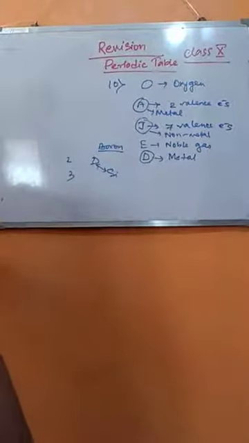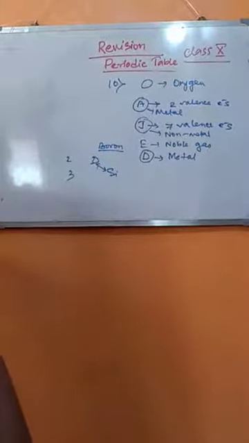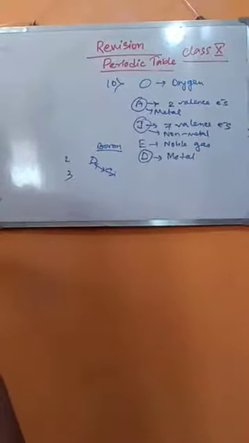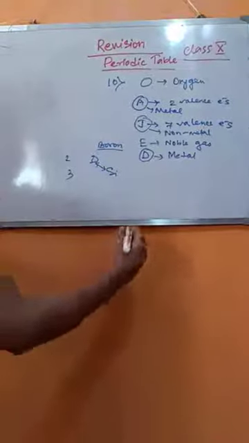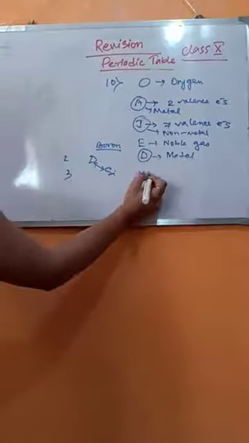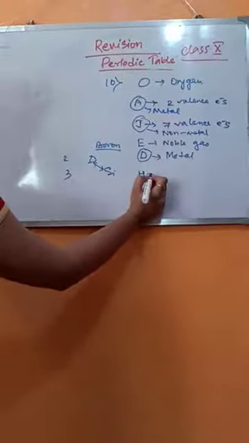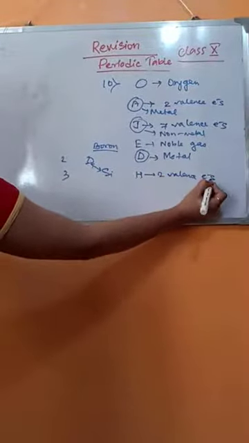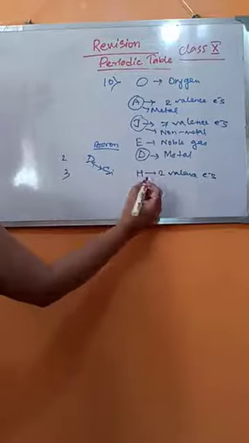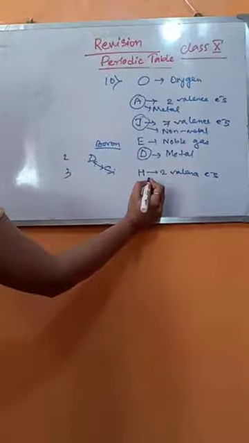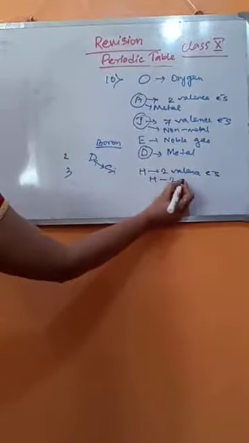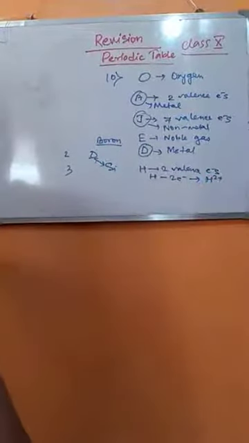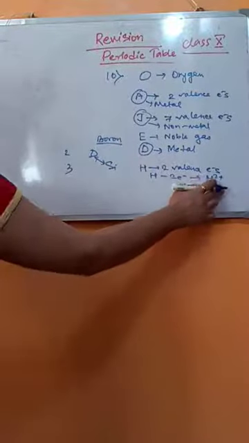Okay. Your next question is, what is the formula of the compound formed between H and K? Look at H. H is in group 2, which means it has 2 valence electrons. So it will easily lose 2 of its electrons to form H2 plus. So the valency of H is 2 plus.